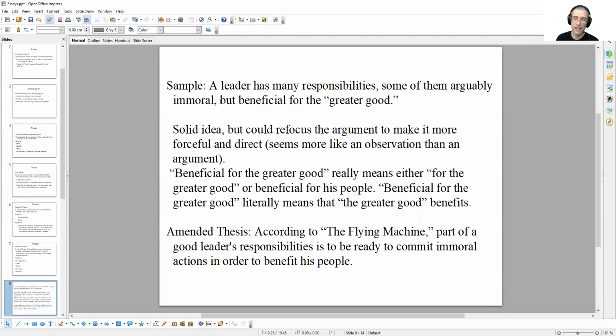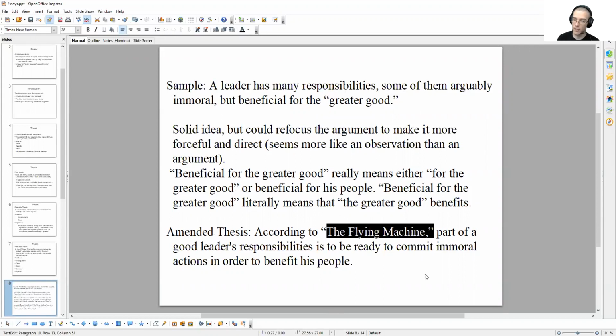He wanted to say that these immoral responsibilities are beneficial for his people, right? Or that it's necessary because it's for the greater good. So, an amended thesis that includes the title of the story, as you should. In this case, because we're dealing with a short story, the title is in quotation marks. According to "The Flying Machine," part of a good leader's responsibilities is to be ready to commit immoral actions in order to benefit his people.